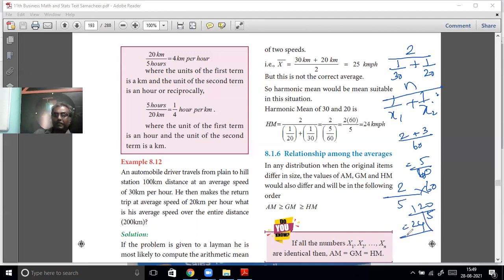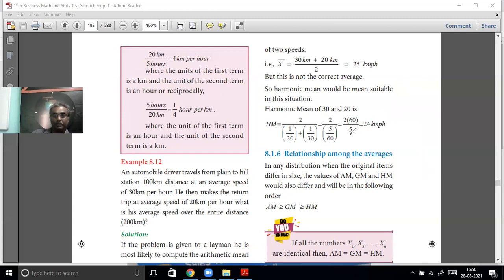If you take the arithmetic mean, you get an average of 25 kilometers per hour. But if you take the harmonic mean, it is lesser: 24 kilometers per hour, which is more accurate. That is the difference between the arithmetic mean and the harmonic mean. Depending on the situation, you have to use the harmonic mean only, not the arithmetic mean.